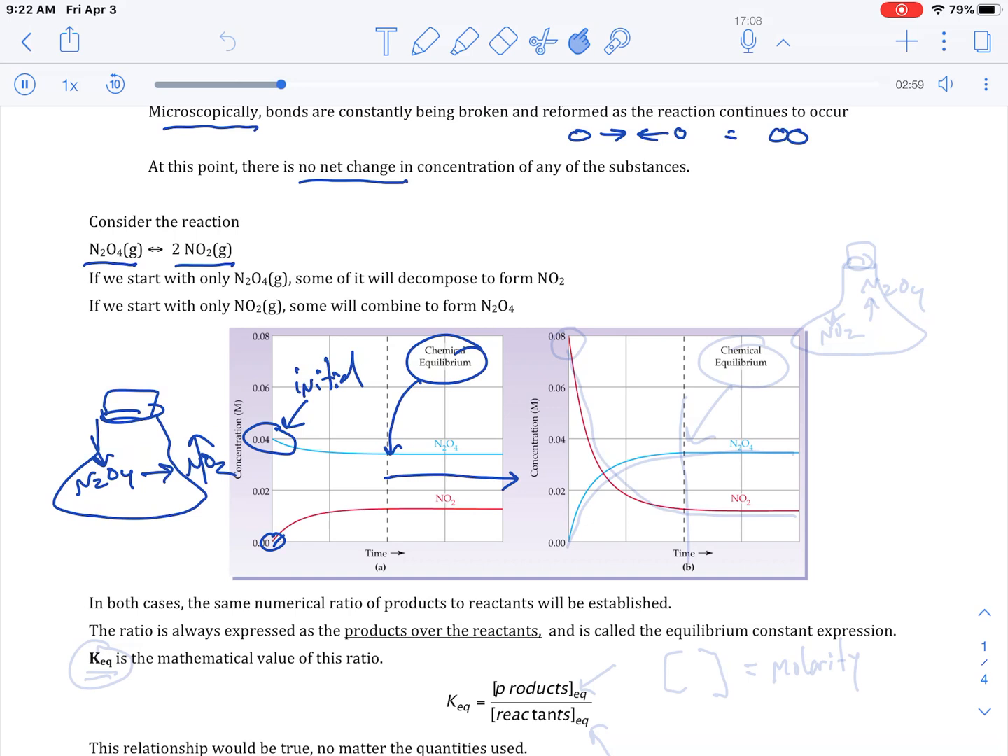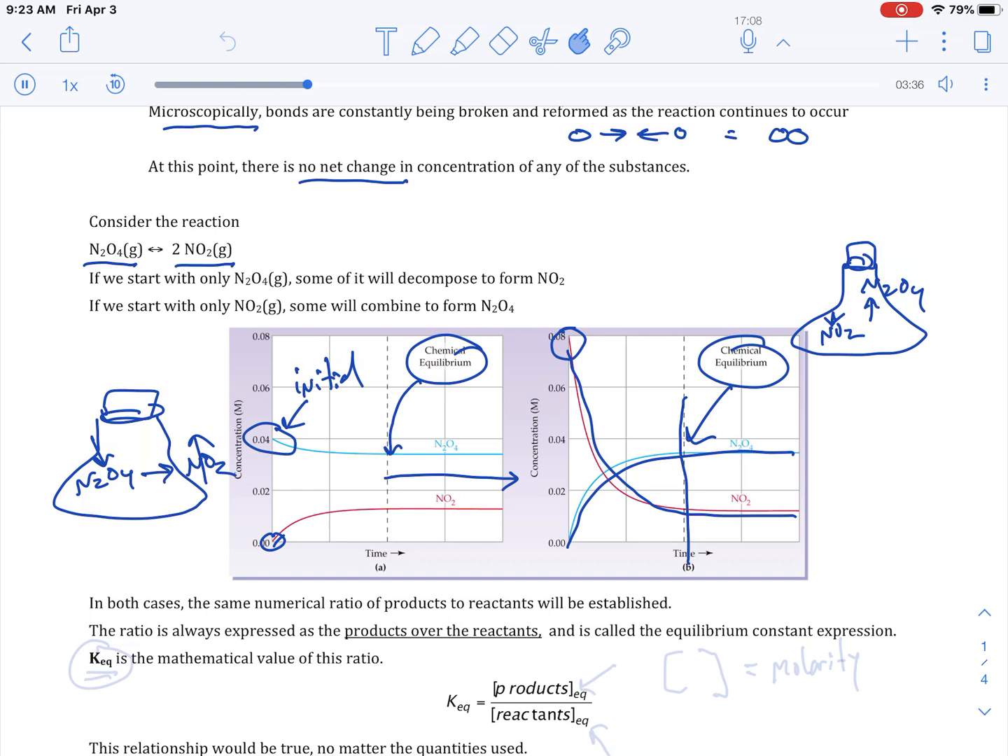Another example here. In the second trial here, we are starting with just NO2. Right, so in our flask, you got NO2, and it's plugged. Now the NO2 decreases, and we start to increase the amount of N2O4. And so we see N2O4 being made, we see NO2 decreasing, and both get to a point where the concentrations no longer change. That's how you know you've reached chemical equilibrium.